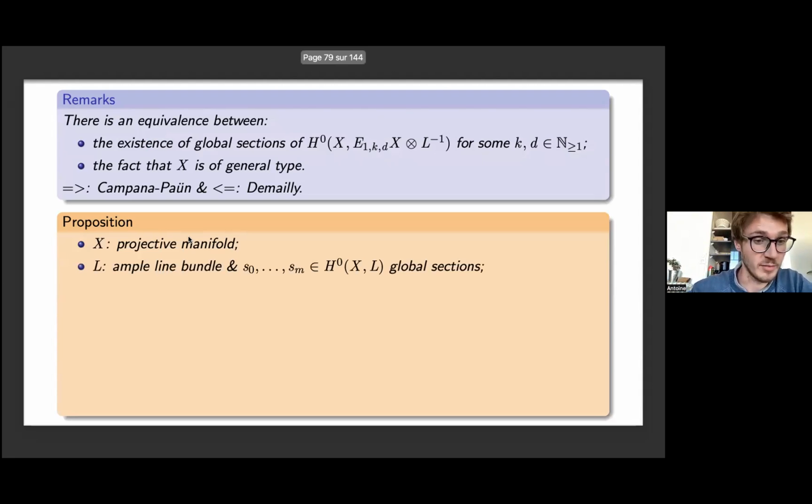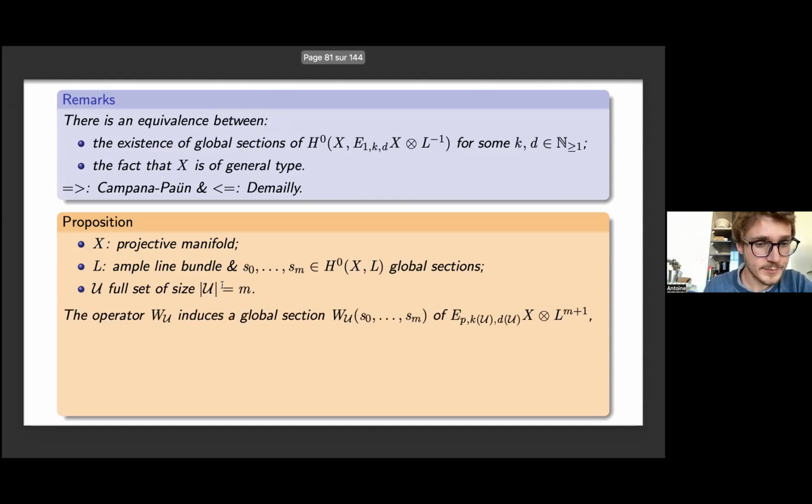We take X a projective manifold, L an ample line bundle on it, and we take m+1 global sections of L. We take a full set U of size m, so it is associated to a pure geometric generalized Wronskian. And then one can show that the operator W_U induces a global section, denoted in this way, of this vector bundle. So observe here that we have a positive twist.